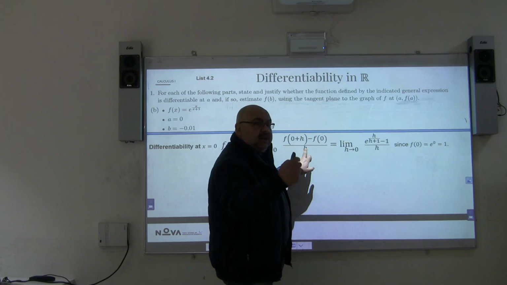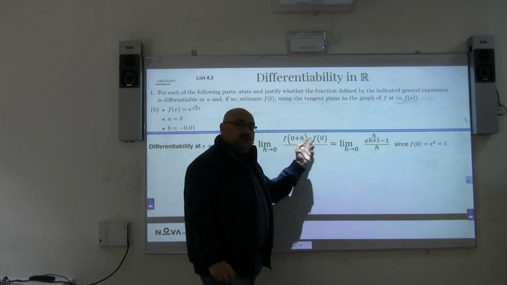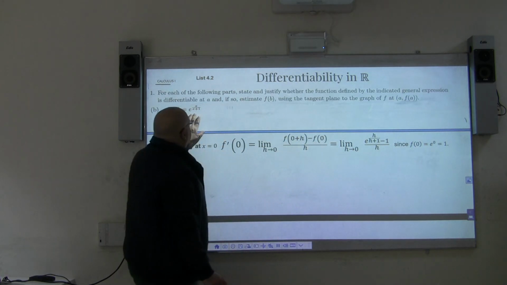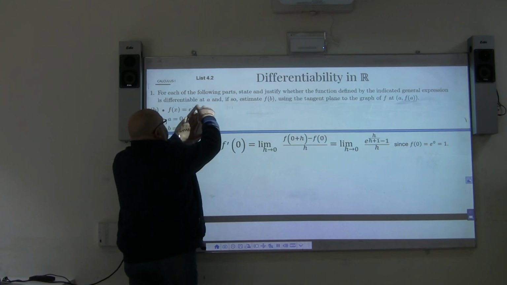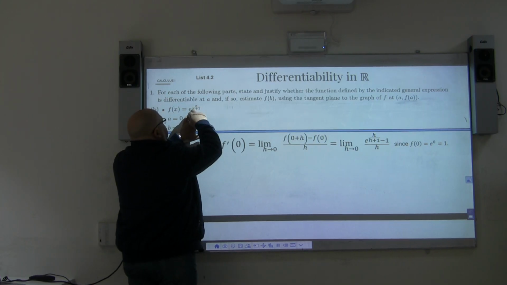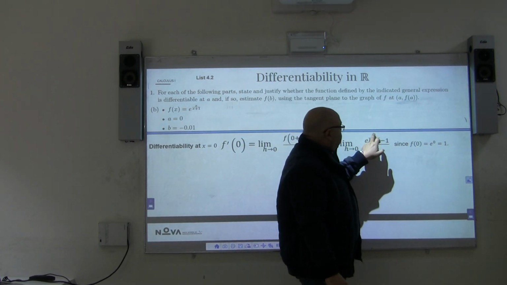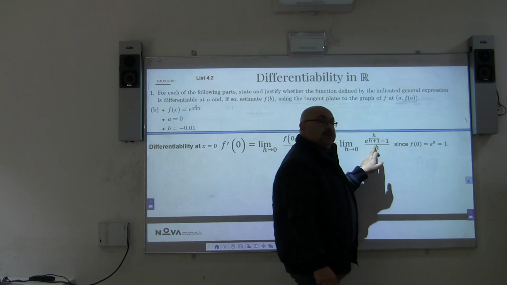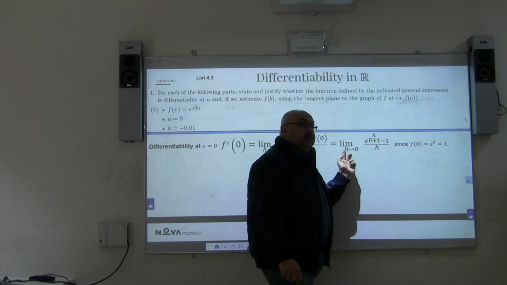But I'm studying here when A is equal to 0. This is why I'm using f of 0 plus h minus f of 0. So I will get back to this function. Look here, Omar, I will replace x by 0 plus h. So my function will come to e to the power of h divided by h plus 1, minus 1, over h. Once more, I'm taking h tends to 0.